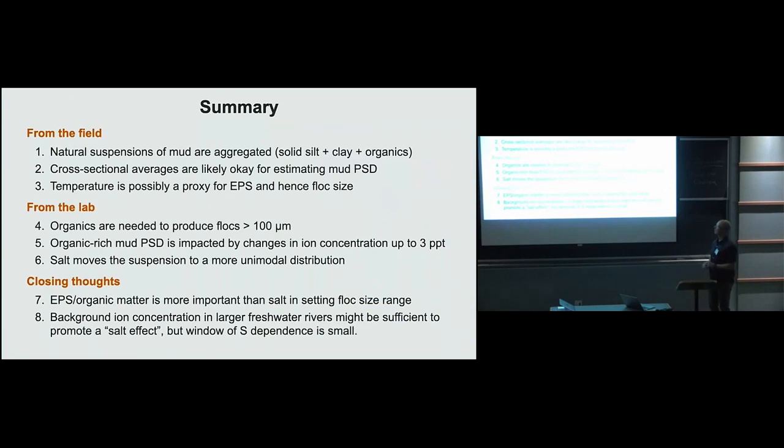Let's see, a couple of things to highlight here. These aggregates are everywhere in natural streams. Organic binders, this is something that we've noticed, that organic binders are really necessary to get to floc sizes over 100 microns in size. So if you have flocs over 100 microns in size, it's likely because of organic binders.